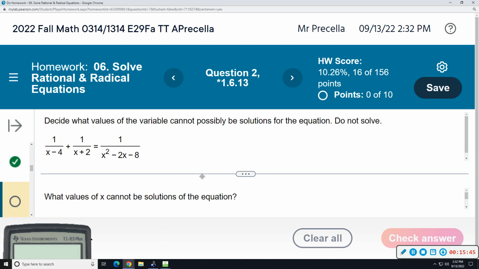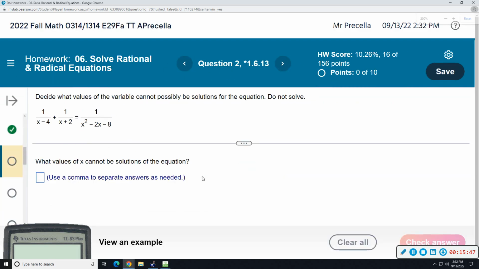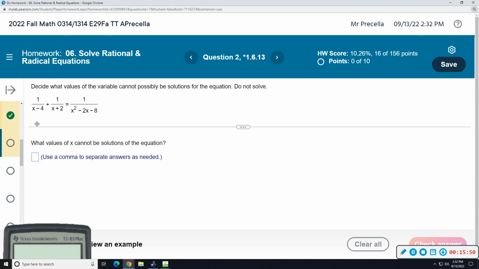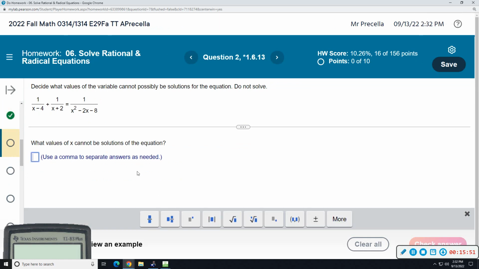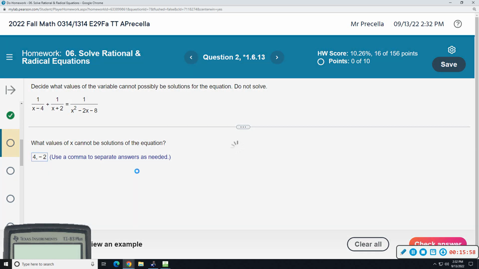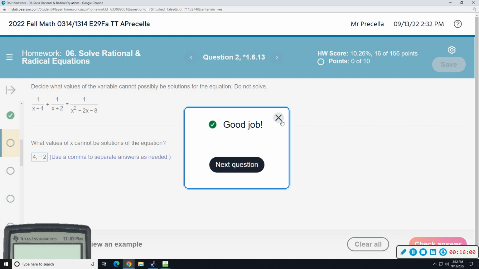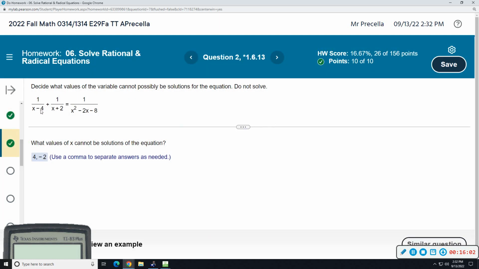These are not solutions. Here. 4, negative 2. Yes. Is that what you said? On everyone's number 2, it's always going to generate 3 numbers, if the third denominator factors as the first 2.